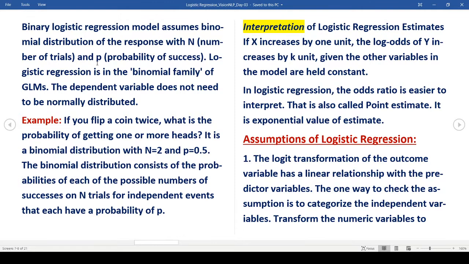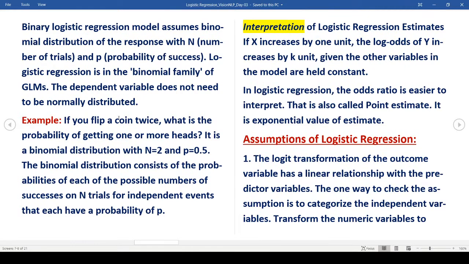If you remember, we discussed the normal distribution in linear regression, which is the bell-shaped curve, checked with the QQ plot. But here we don't need the normal distribution. We have the S-shaped curve, which is also called sigmoid, and n number of trials and probability of success. So logistic regression is in the binomial family of GLM. GLM is something we'll learn later, a more advanced form of regression, you can say.